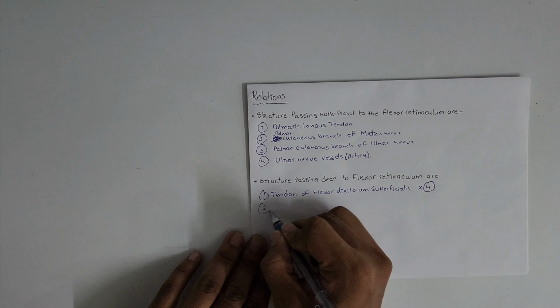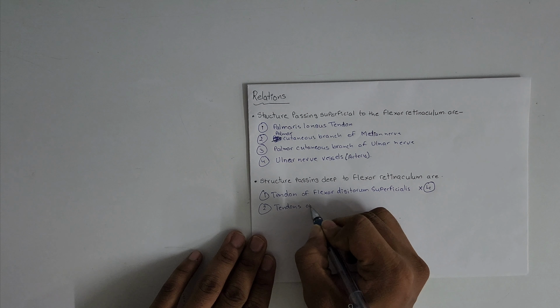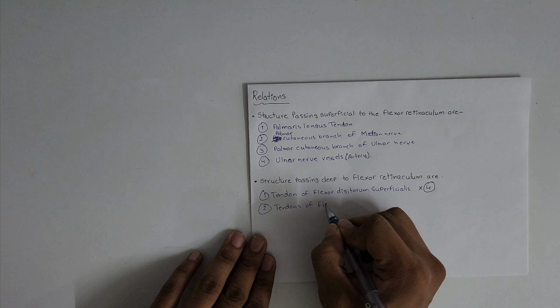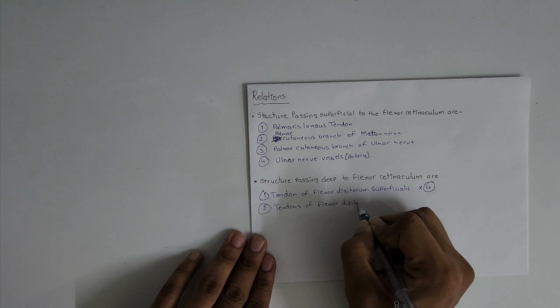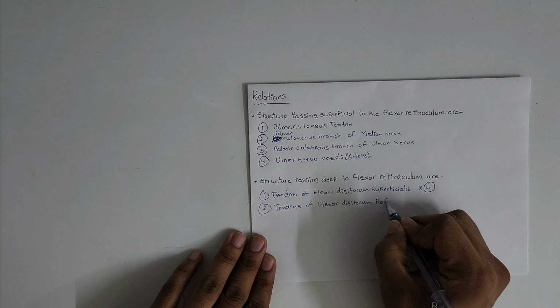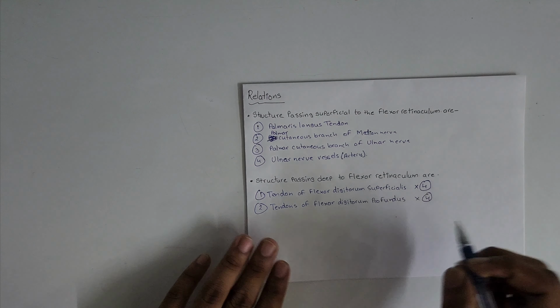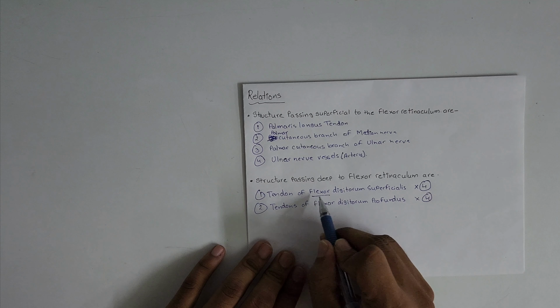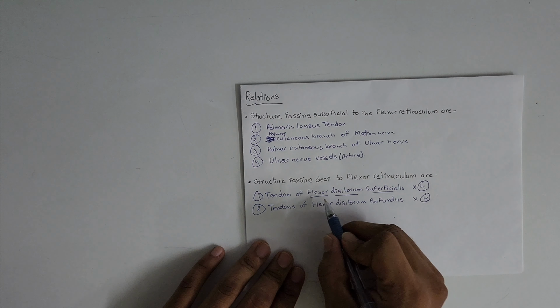Now tendon of flexor digitorum profundus. How many tendons? 4 tendons. As these names suggest, flexor digitorum superficialis and profundus.